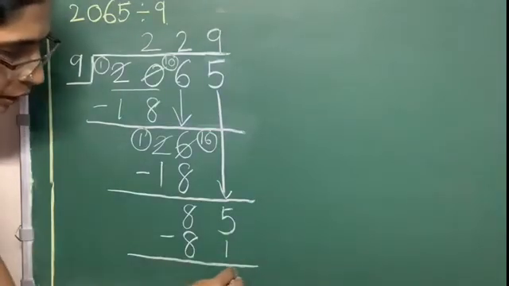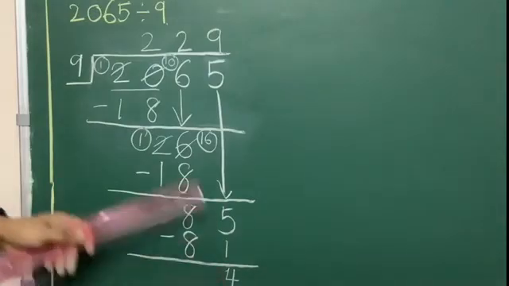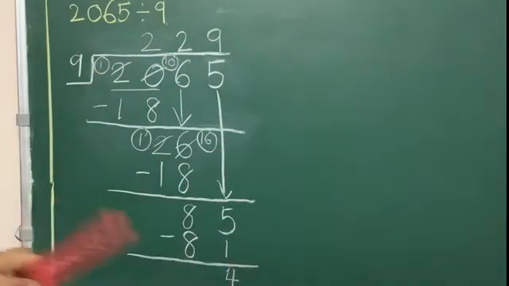5 minus 1, it is 4. 8 minus 8, it is 0. Now again 4 is less than 9, right? Do you have any other digit to bring it down? No. So this is the final step.